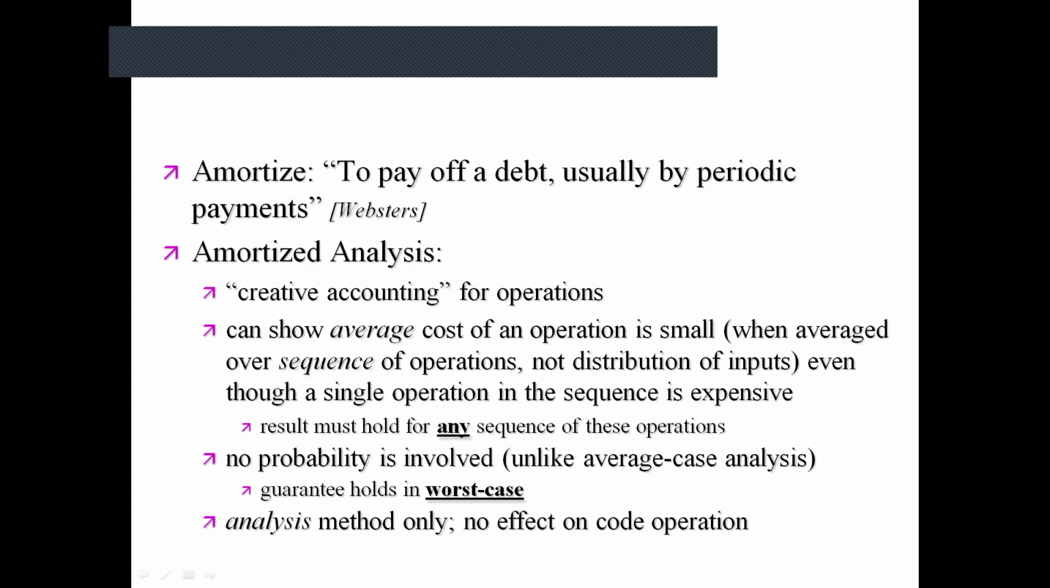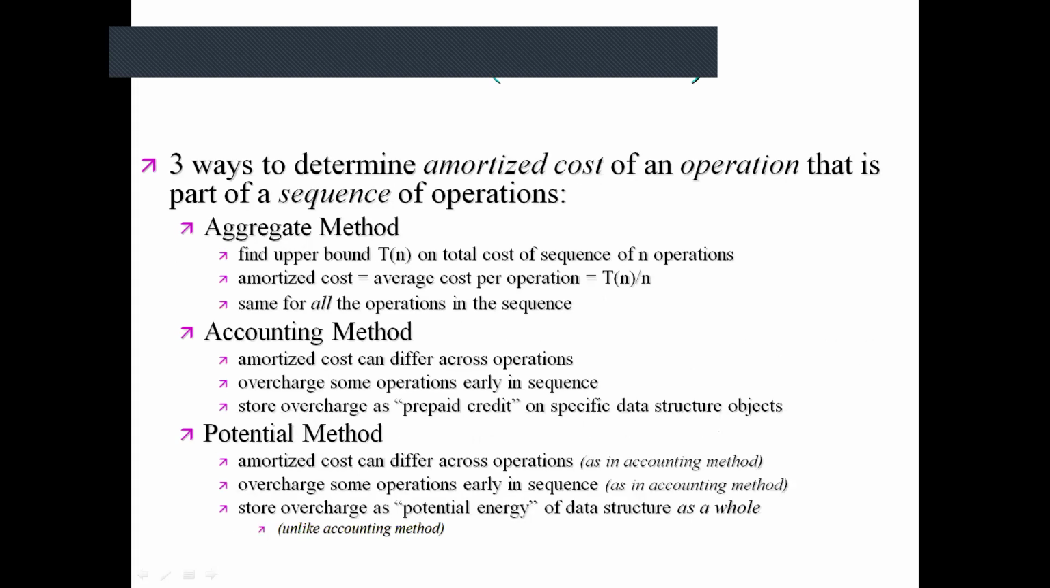Unlike other algorithms where you may look at the average case or something like that, this is not like that, and there is no probability involved in it. So this is only an analysis method. There's nothing else to look into here. There are three ways to determine the amortized cost of an operation that is part of a set of operations. We don't look at a single particular operation, we look at the sequence of operations.